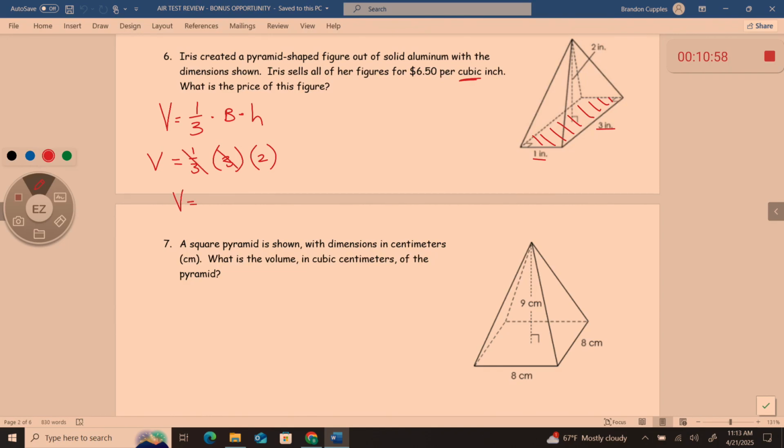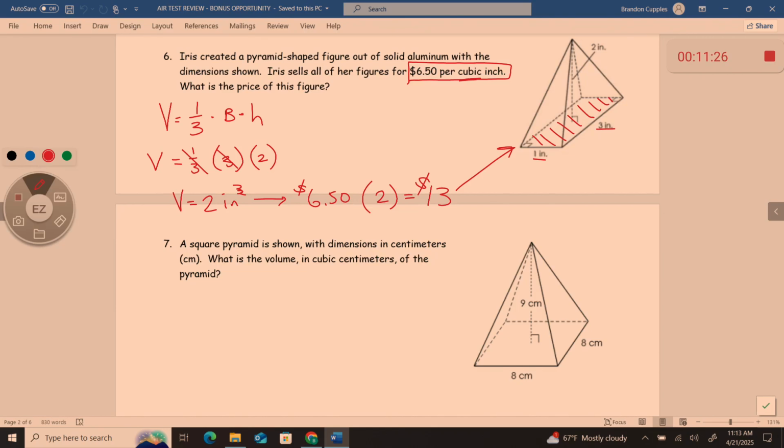Now, if I work this out, 1/3 of 3 is just 1, so I'm going to end up with 2 cubic inches. Now, that's not the answer, though, because we're selling these figures for $6.50 per cubic inch. So if I take $6.50 and multiply that by 2, it'll give me $13 is what we're going to sell this aluminum pyramid for. Okay.